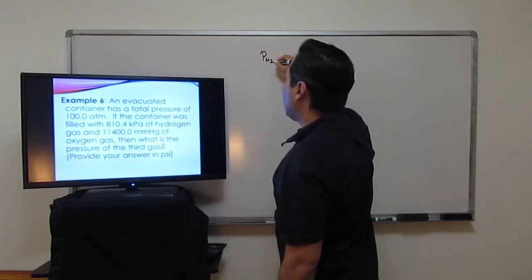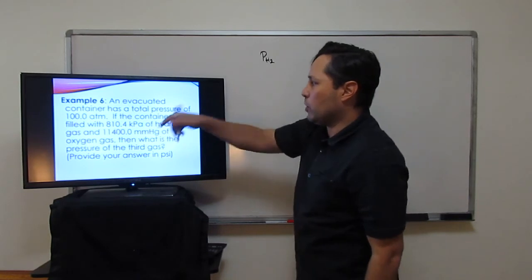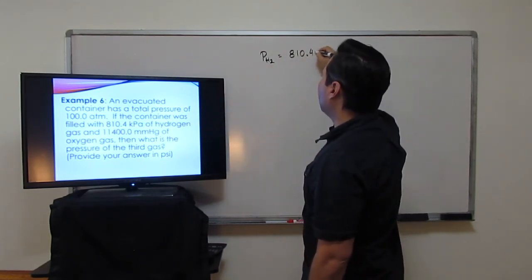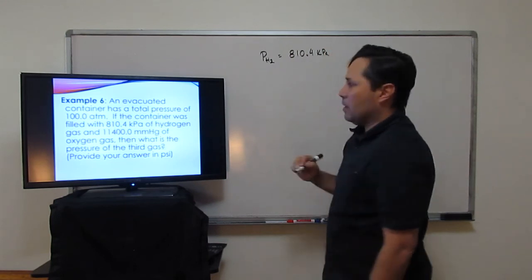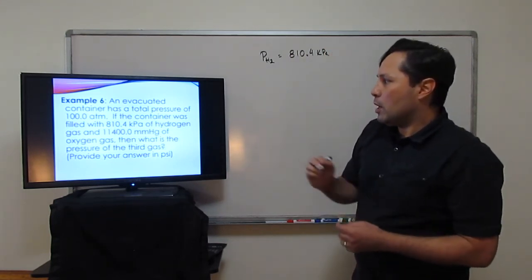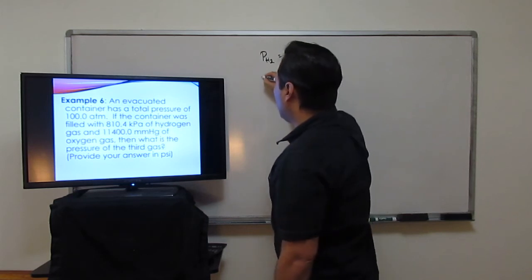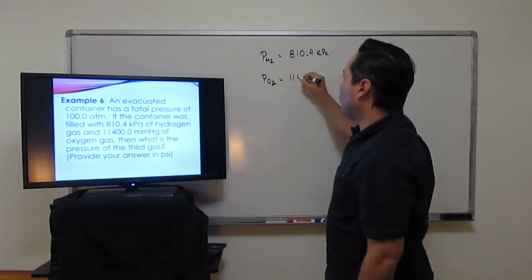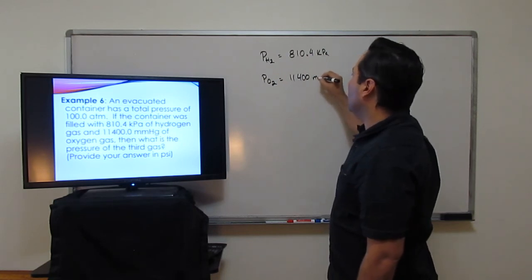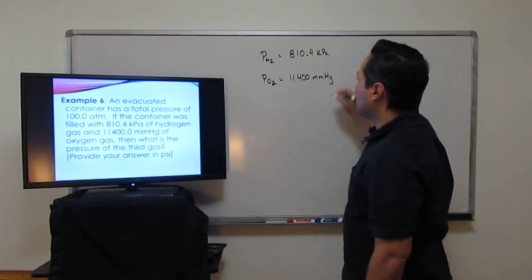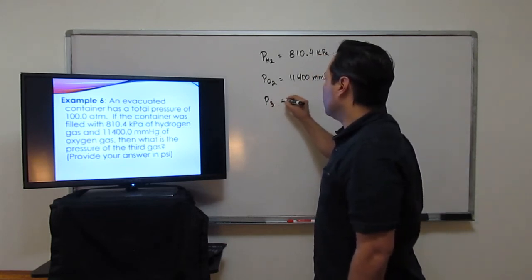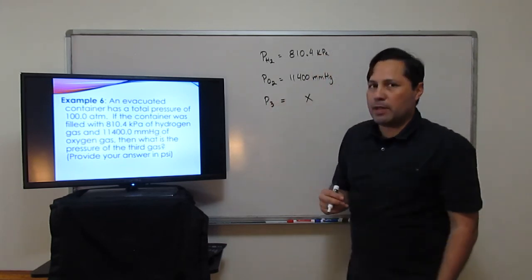So I'm going to put the pressure of hydrogen gas, and that was given to us was 810.4 kPa. Then gas number 2 was oxygen gas. So I'm going to put partial pressure of oxygen gas was 11,400 millimeters of mercury. Gas number 3, that we do not know. So I'm going to put an X in its place.